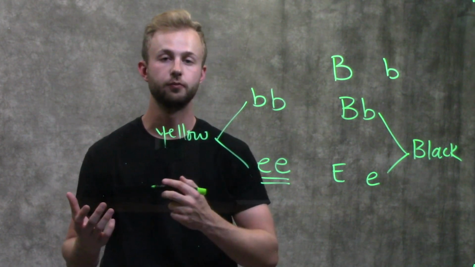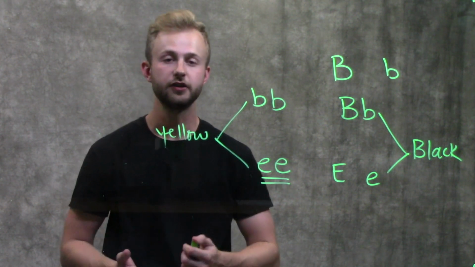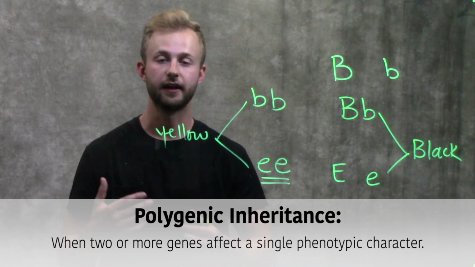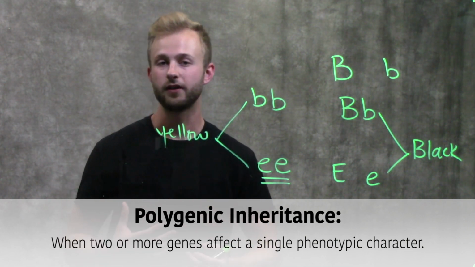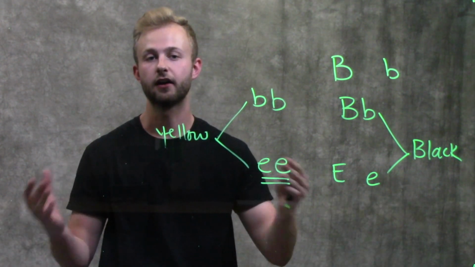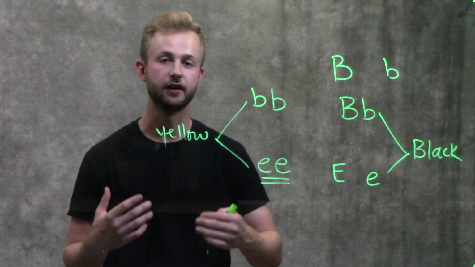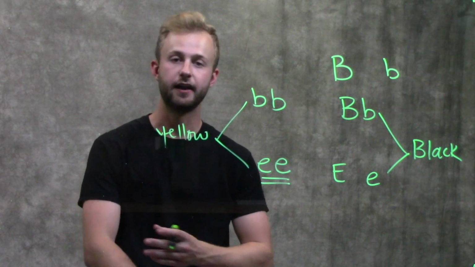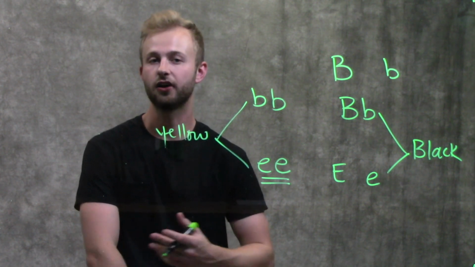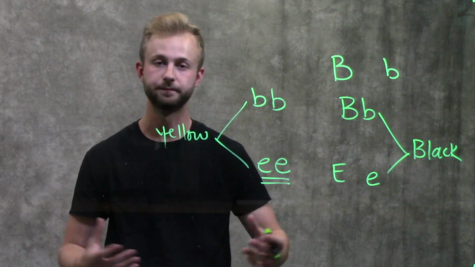So moving on to polygenic inheritance. Polygenic inheritance is for genes that are quantitative. By quantitative, I mean that these genes vary along a continuum. For example, that could be something like height, or it could be something like the color of our skin, where there are not distinct options. It's more of a continuum.